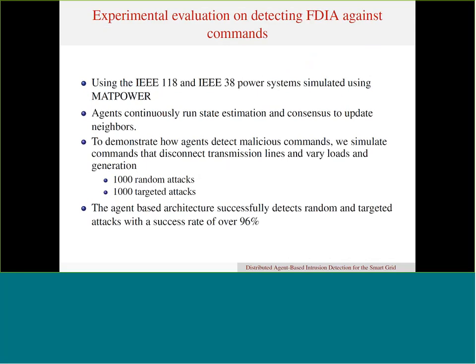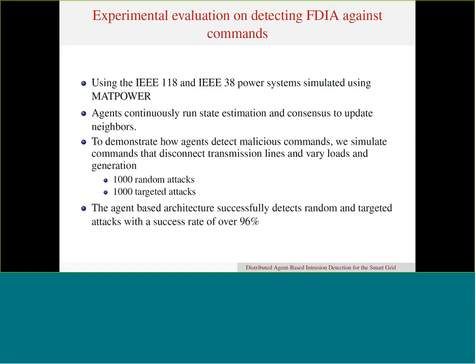In the first case, the attacker would just randomly try to drop transmission lines. In the next case, he would target specific transmission lines, assuming he knows the topology of the system and knows which transmission line will inflict the most damage. So basically, those are the attack scenarios we looked at. After doing all that, just taking an average of how well the system works, it detects 96% of attacks. It depends, but it's a 96% success rate.